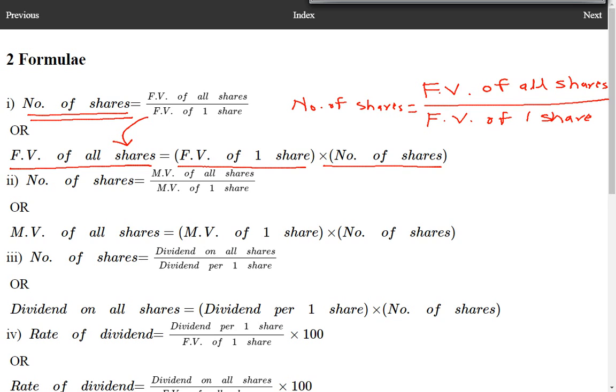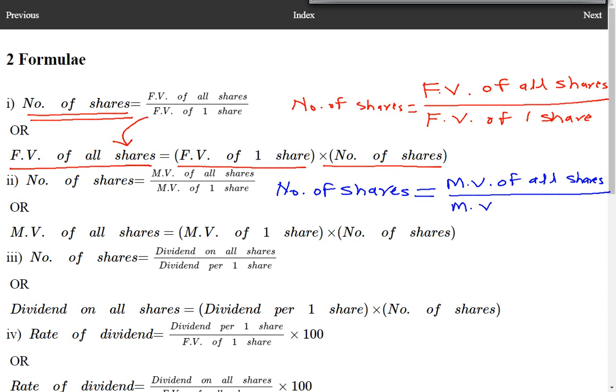Next, we will see the formula for number of shares in terms of market value. So number of shares is equal to market value of all shares upon market value of one share. Again, this formula is the same as: market value of all shares equals market value of one share into number of shares.